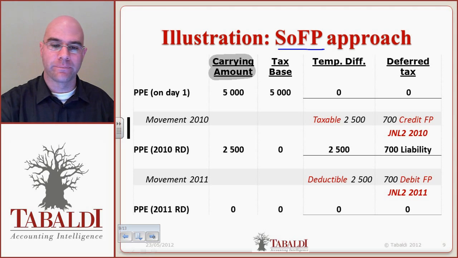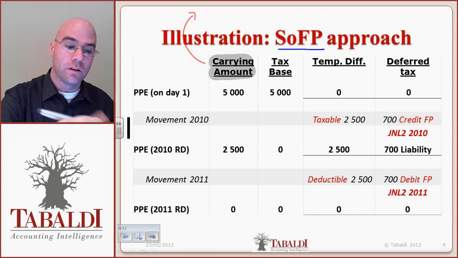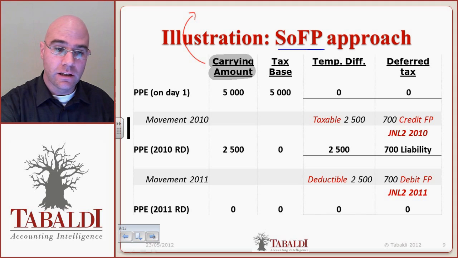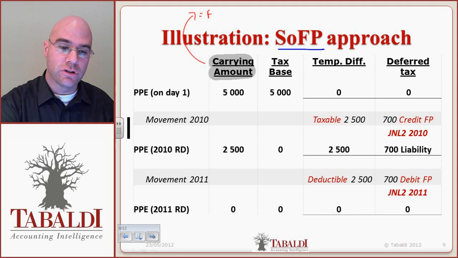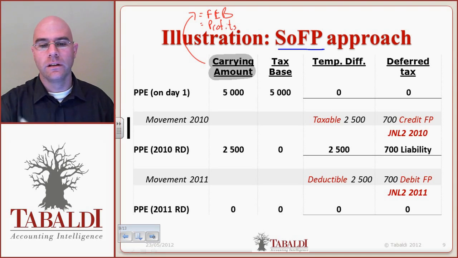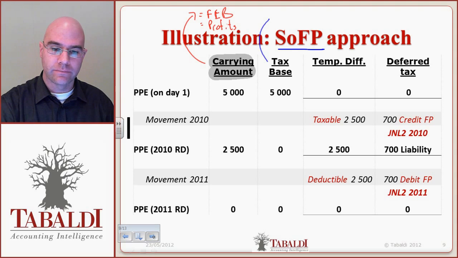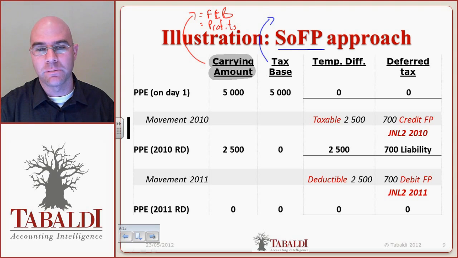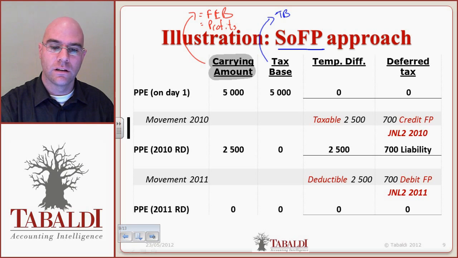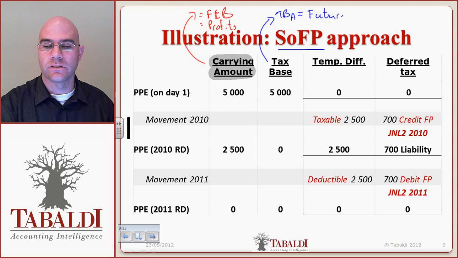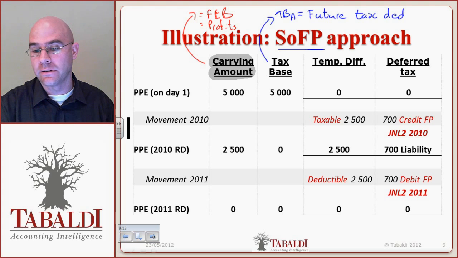First column, carrying amount. Carrying amount of PPE, as we discussed earlier, is representative of the future economic benefits, which equals the future profits. Then, my tax base. I'll deal with definitions of tax base in a separate lecture, but take it for now that the tax base of an asset is equal to the future tax deductions. My wear and tear or capital allowances.